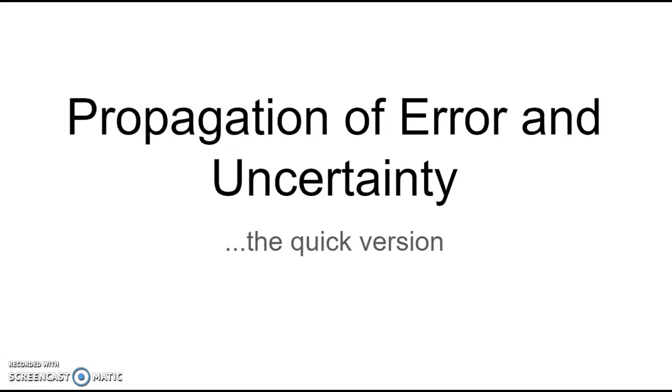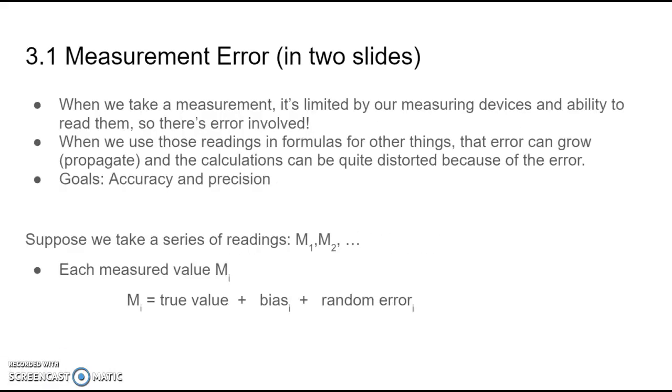All right. So 3.1 you didn't have to take notes on because they do a lot of things that are kind of redundant. But really, this is what's going on. When we take a measurement, the accuracy and the precision of that measurement is limited by our measuring devices and our ability to read them. So there's error involved, right?